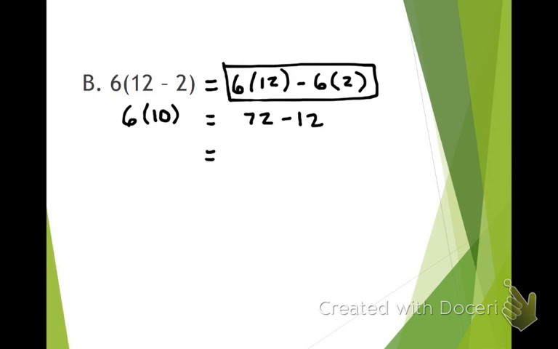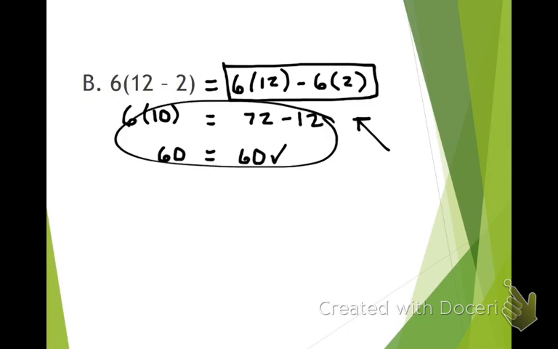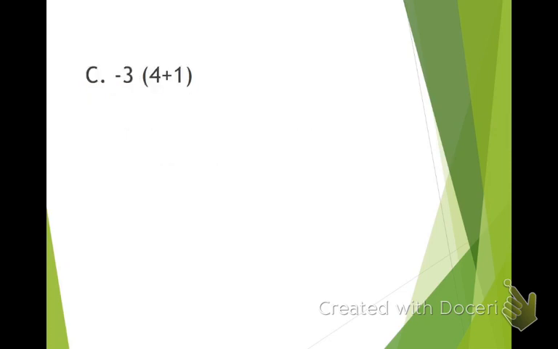Now let's work it out. On the left-hand side, what's 6 times 10? 60. What's 72 minus 12? 60. Does 60 equal 60? So it checked out, all right? So you notice right here, you gave me an equivalent expression, and then all of this right here is working out, checking your answer. Okay, let's go on to the next one.